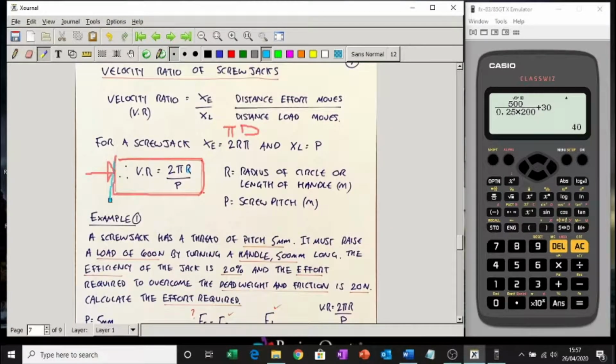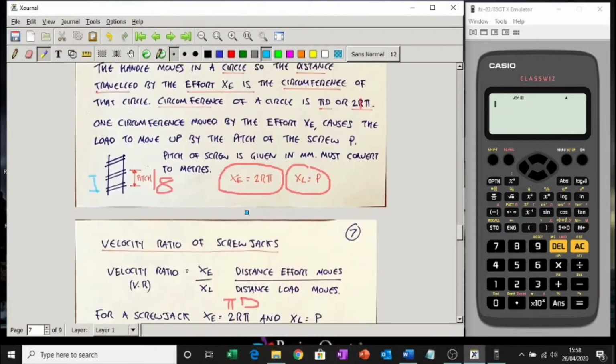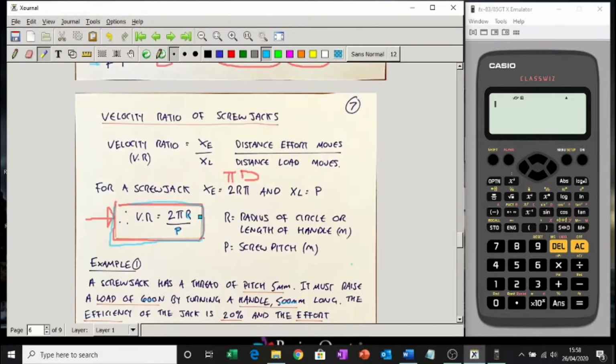So another little formula for us, for screw jacks. For example, a screw jack has a thread of pitch P, so that will be our P here. It must raise a load of 600 newtons, that's the load, that's going to be FL, by turning a handle 500 mil long. So the handle is 500 mil long, which means this R is going to be 500 or 0.5.